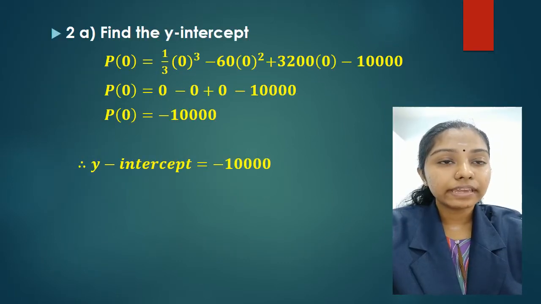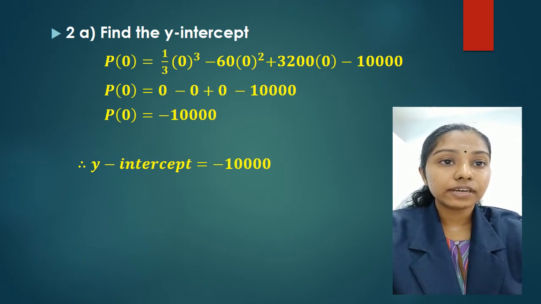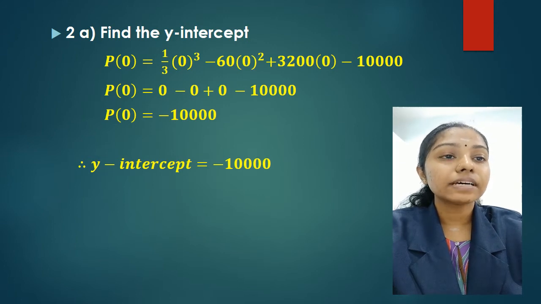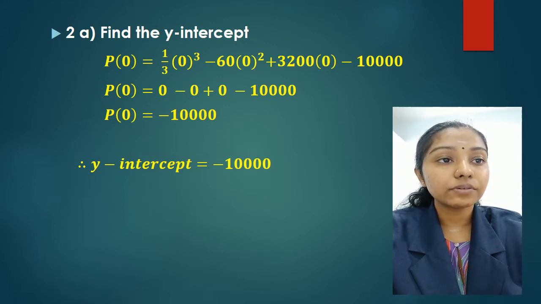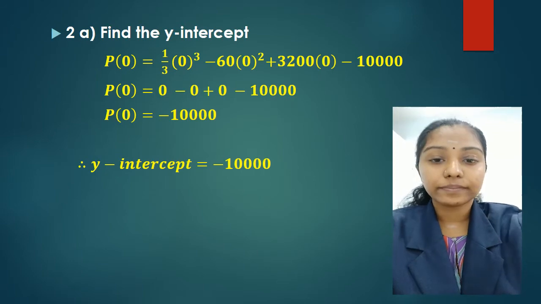Question number 2a. Find the y-intercept. To find the y-intercept, we should substitute 0 as x. So 1 over 3 times 0 cubed minus 60 times 0 squared plus 3200 times 0 minus 10,000. We'll get negative 10,000. So the y-intercept is equal to negative 10,000.